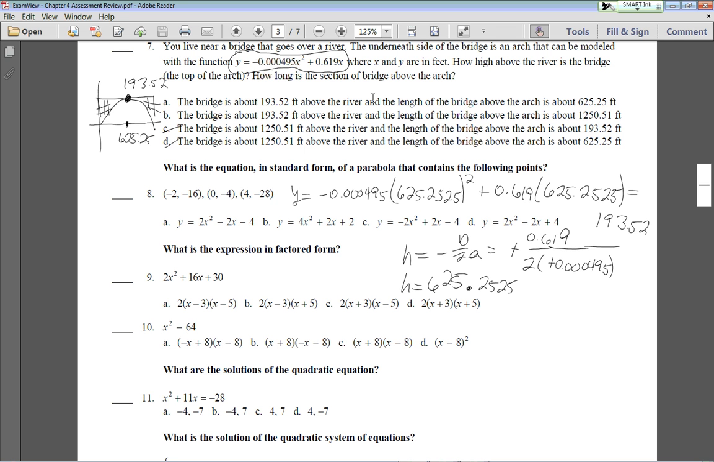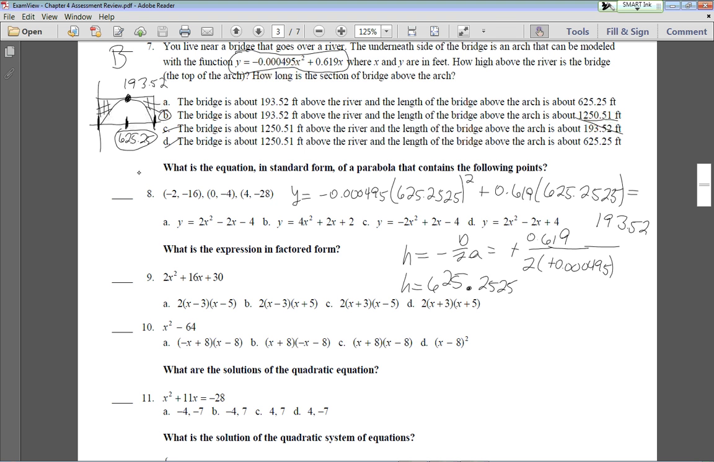Now we want to know, what is the length of the bridge above the arch? Well, if we go back to my terrible little picture of a bridge here, 625.25 is from the one end of the bridge to the middle of the bridge, which means we have to double this number in order to get the full length of the bridge. So just double 625.25, and you're going to get 1250.51. So the answer here is B.